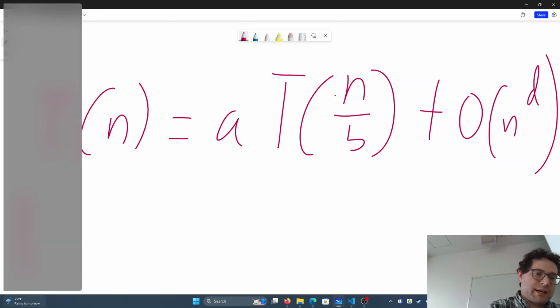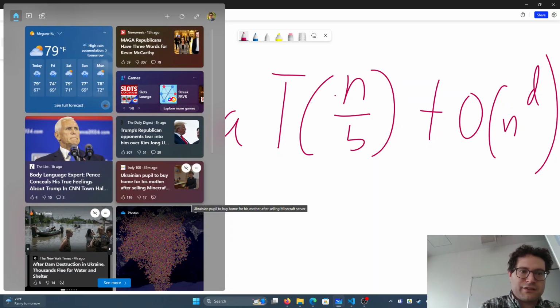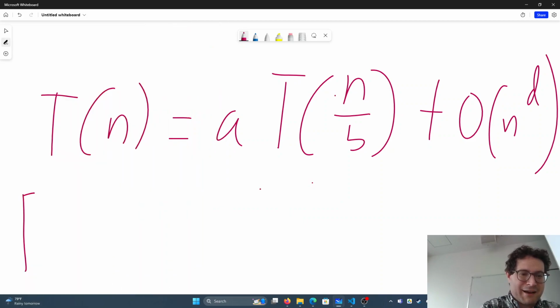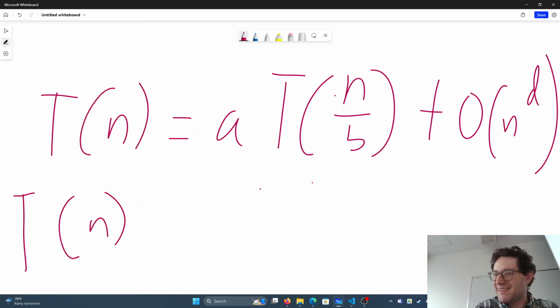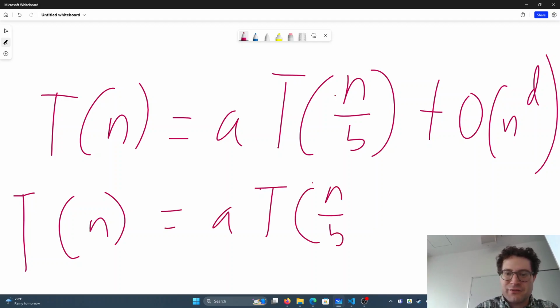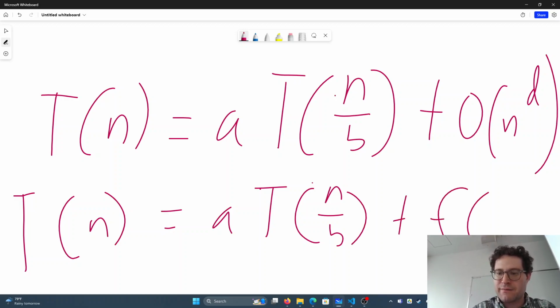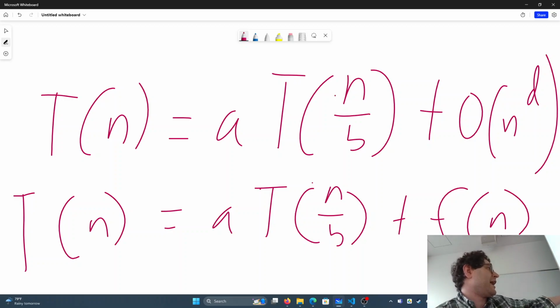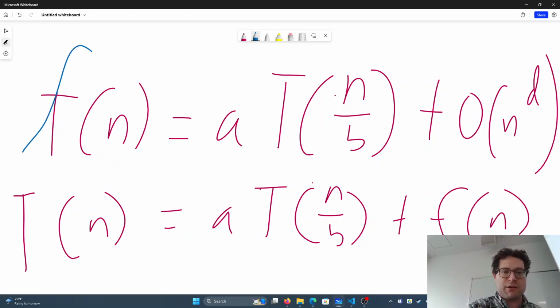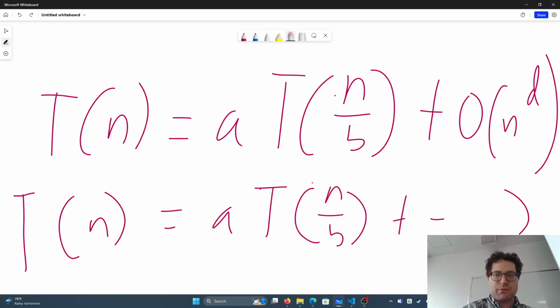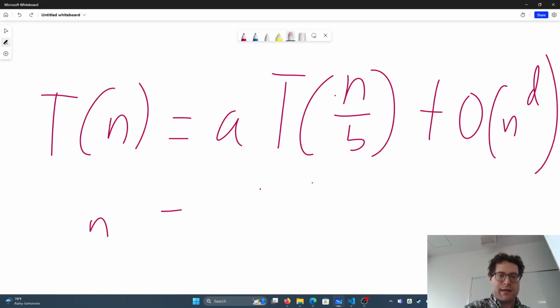You will sometimes see it written as T of n is equal to a T of n over b, same so far, plus f of n. You'll sometimes see it written as that, the more general form, but this is the one your book's using, so that's the one we're going to use. So what does that do for us? Well, your book has basically given a few things.